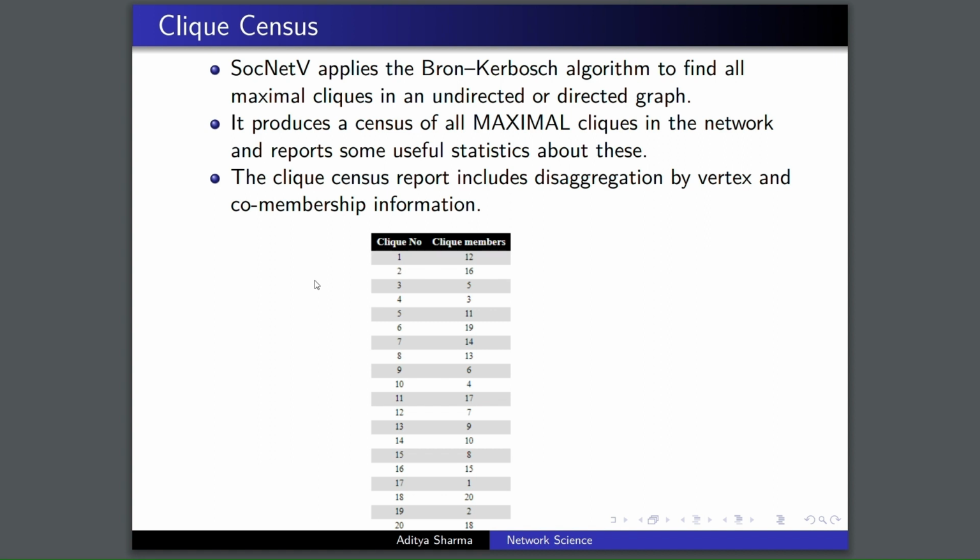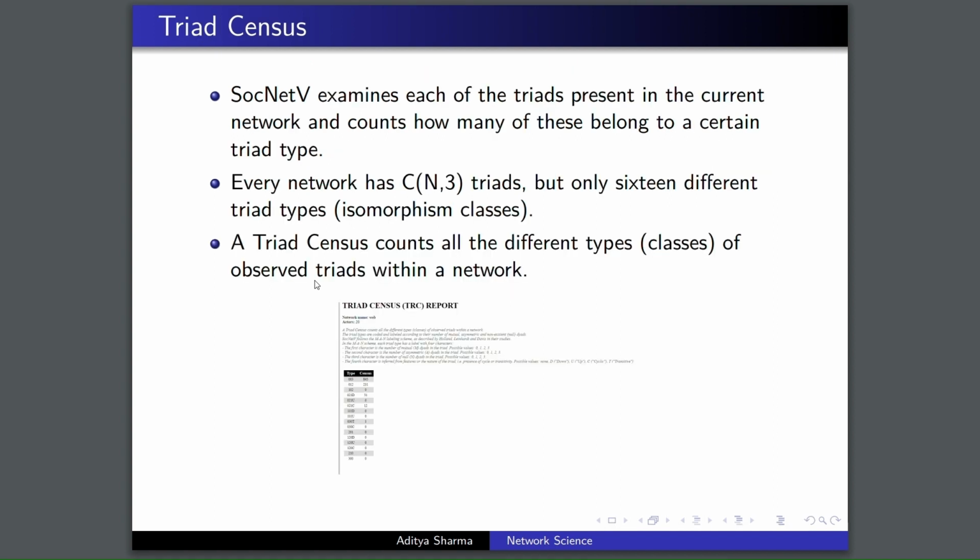After that, we get an analysis of properties of the cliques such as size and frequency. Disaggregation by vertex reveals which node belongs to which clique. It is very informative, and we get a co-membership matrix along with it. Okay, but this much information is very difficult for a beginner to catch on to. So what we do is we have another census, that is the triad census.